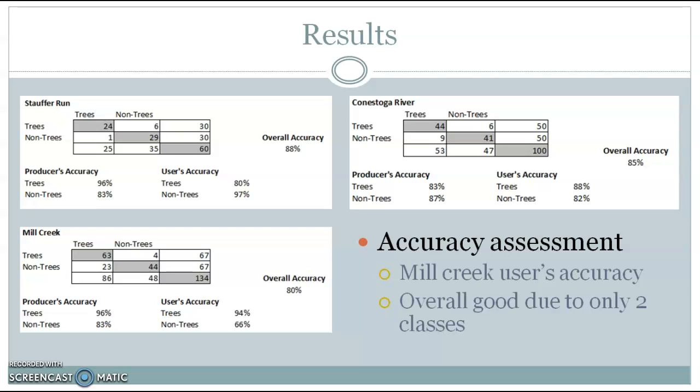The accuracy assessment of the classification was only done within the 30-meter buffer zones. Because the 30-meter buffer included within it both the 15 and 5 meters, I didn't think that it was necessary. And with only 2 classes, trees and non-trees, I expected relatively high accuracy, which I think I achieved here. I'm not entirely sure why the Mill Creek site had so many tree points that were classified as non-trees. I'd have to dig further into that to know why, but that's the lowest overall accuracy, the user's accuracy of 66% for that class. But overall, I'm happy with the accuracy assessment.